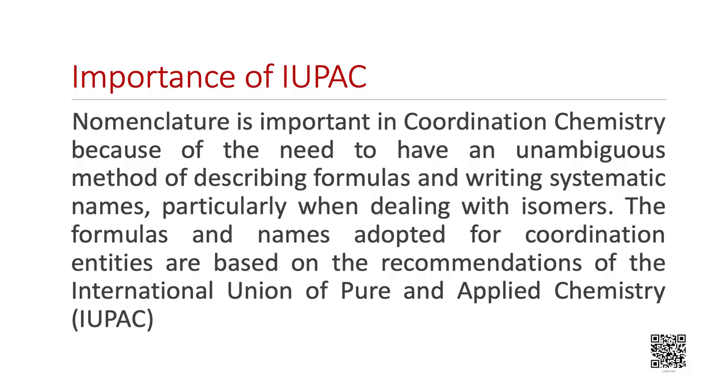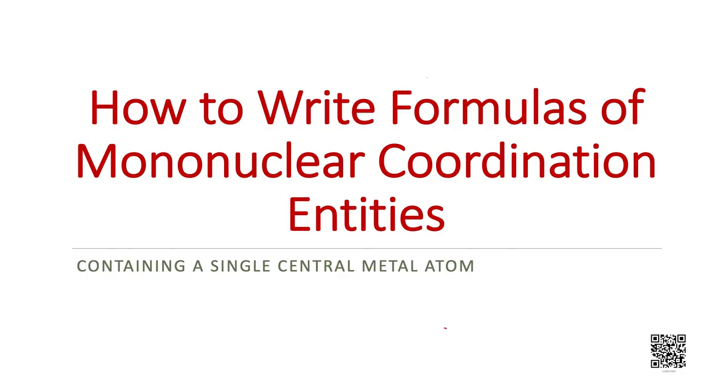Nomenclature is important in coordination chemistry because of the need to have an unambiguous method of describing formulas and writing systematic names, particularly when dealing with isomers. The formulas and names adopted for coordination entities are based on the recommendations of the International Union of Pure and Applied Chemistry, commonly known as IUPAC. Let us now learn how to write formulas of mononuclear coordination entities, that is, containing a single central metal atom.